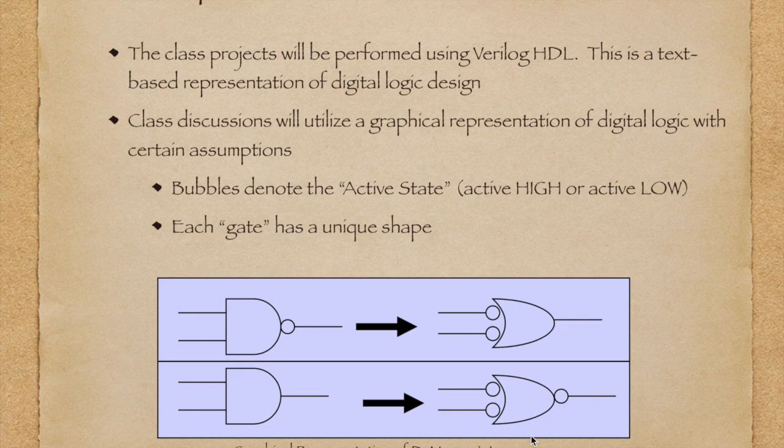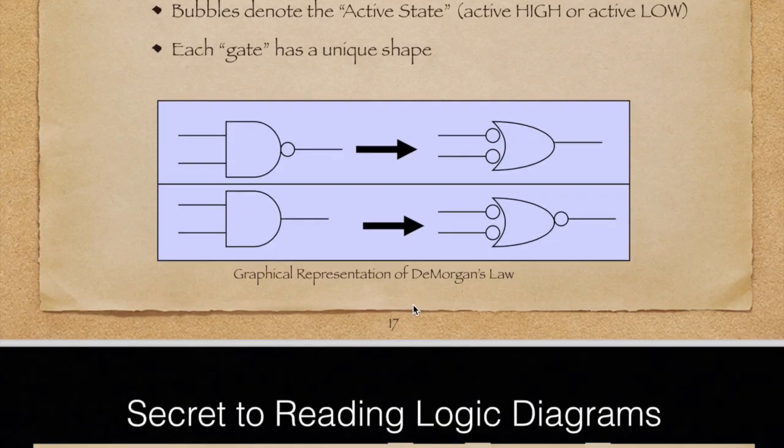So this is called De Morgan's law. The technique is where there are no bubbles, you include bubbles. Where there is a bubble, you don't have a bubble. Where you encounter an AND operation, you replace it with an OR operation. We'll talk a little bit more about this in class.